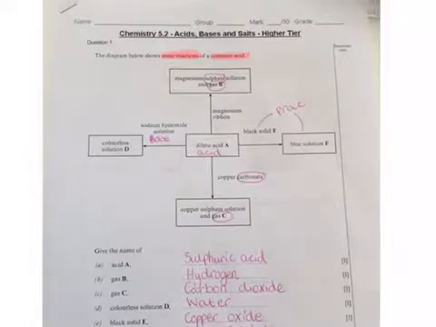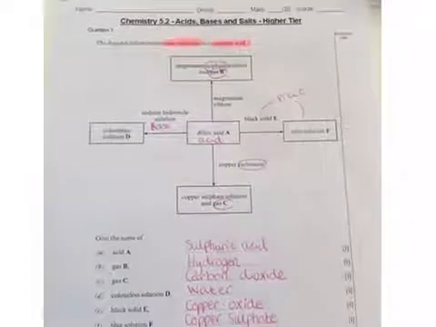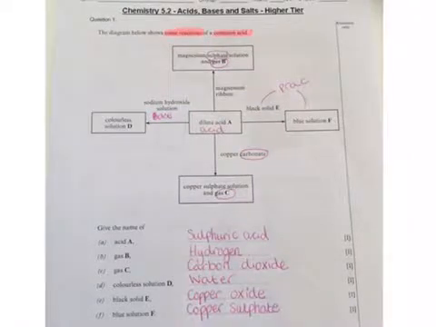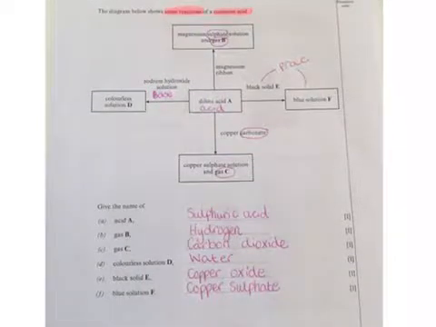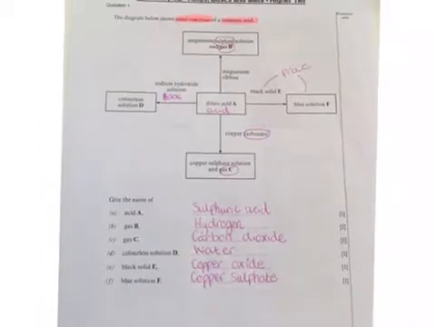Right, so this is the Chemistry 5.2 Acids, Bases and Salts past paper questions. Question 1, which is quite a common question, maybe using different types of acids. The diagram below shows some reactions of a common acid, and you have to work out what the acid is and what other things are being produced during different reactions.